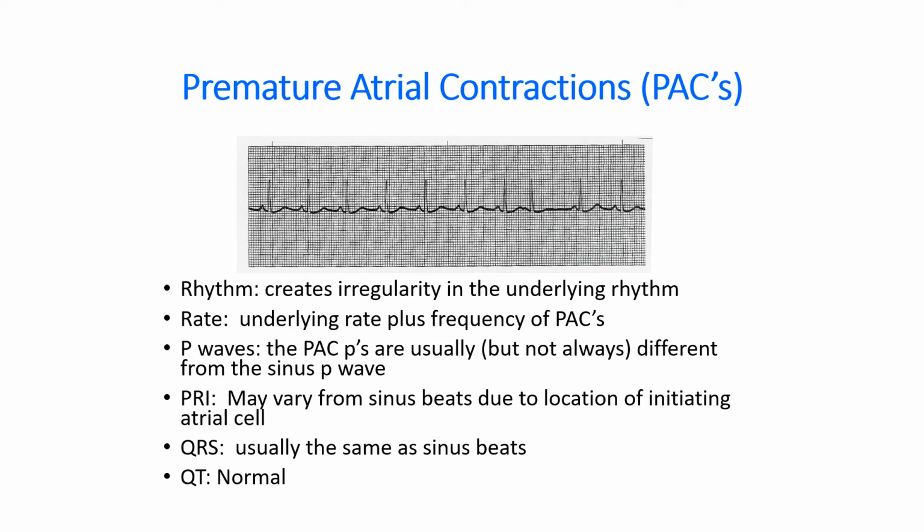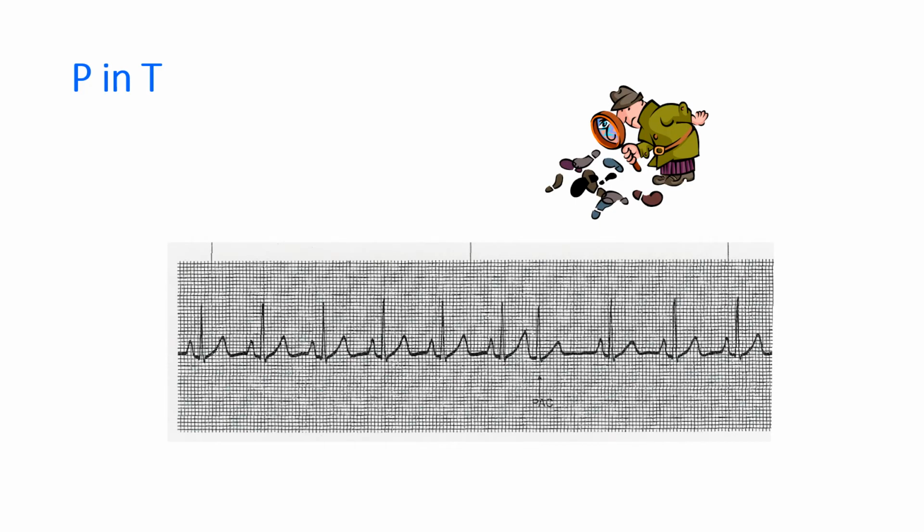So that's something that we're going to look at in this strip. When you're looking at a premature beat, if it occurs very early, the P wave will be hidden in the T wave of the preceding beat. In this rhythm, if you look at the T wave of this beat compared to the other T waves, this one is bigger. And therefore, we know that there's probably a P wave in there. So that would be, and it's premature, so that would mean that this is a PAC.